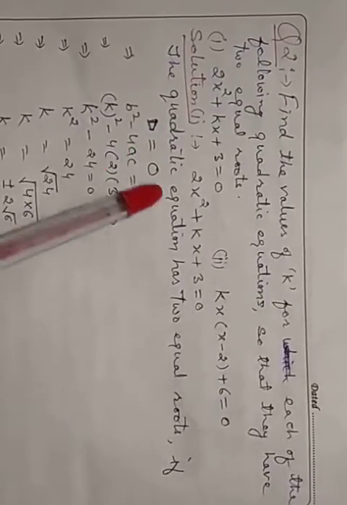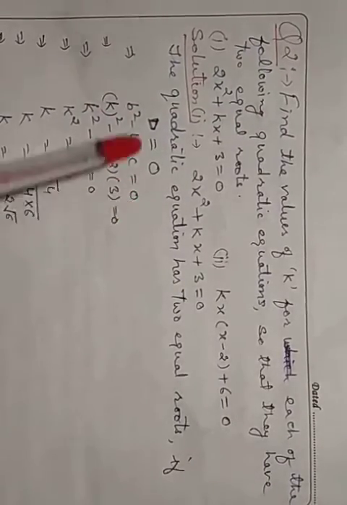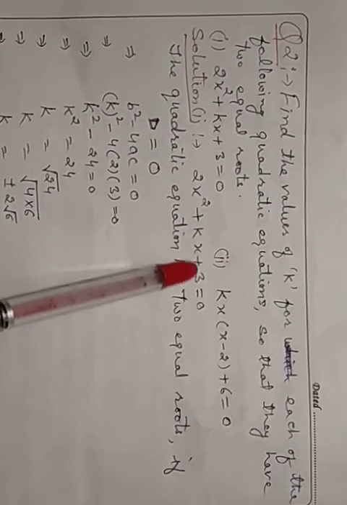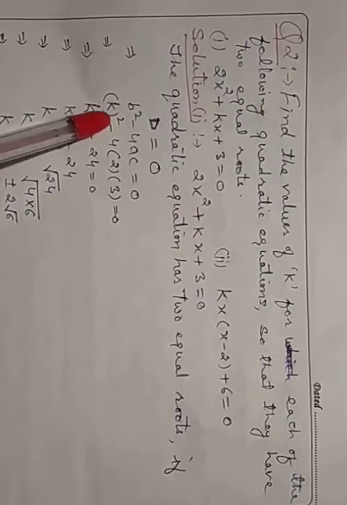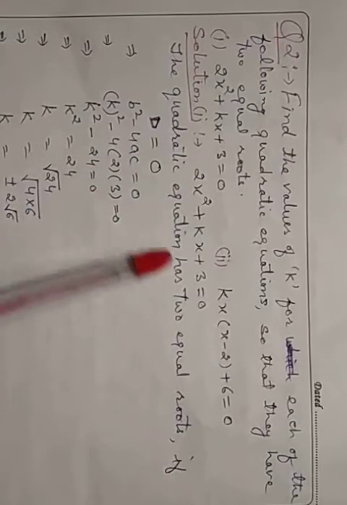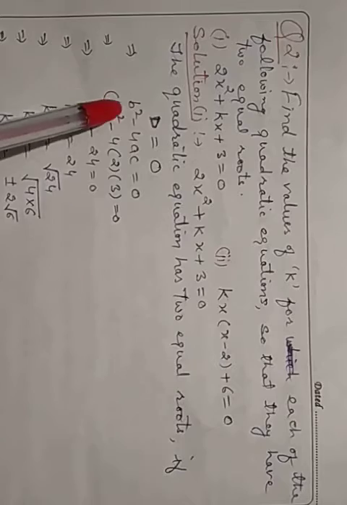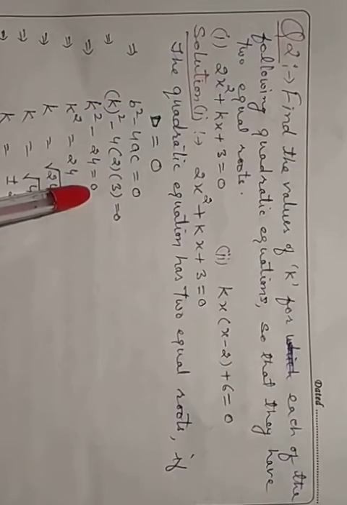D is equal to 0. D means b square minus 4ac is equal to 0. And here, what is your b? It is a, b and c. b square means k square minus 4, a is 2, c is 3. K square minus, multiply these, 24 is equal to 0.